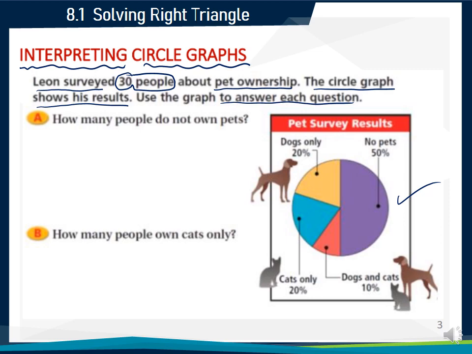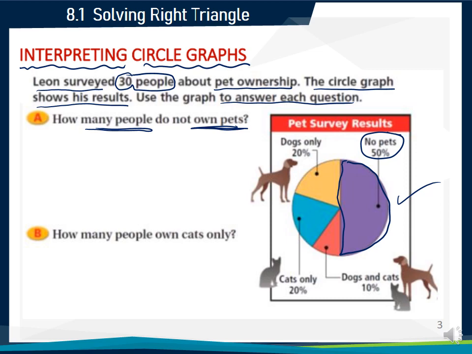Question A, how many people do not own pets? This part is no pets. No pets, it means what? In here we have no pets also. So how many people? So guys, in here we have what? 50% does not own pets.